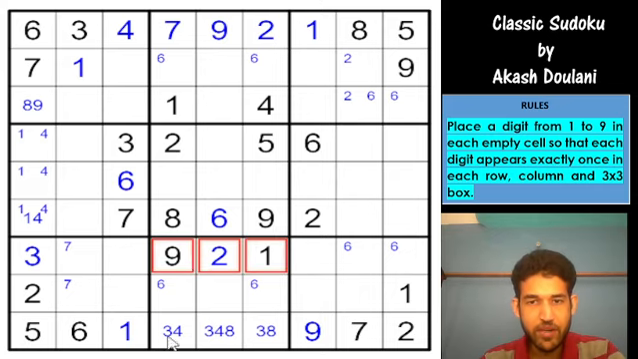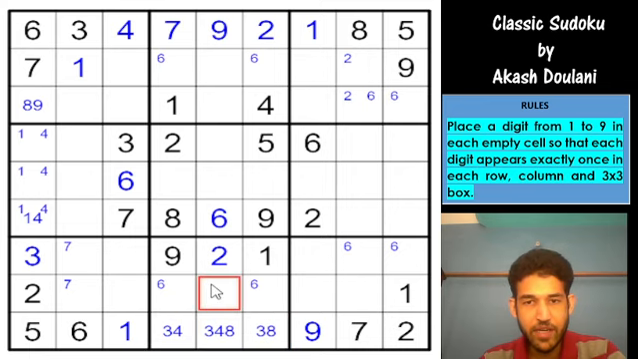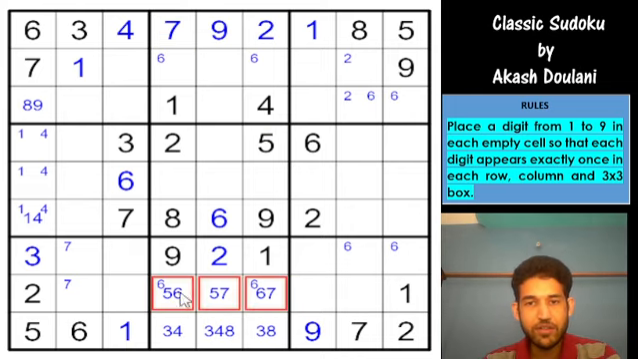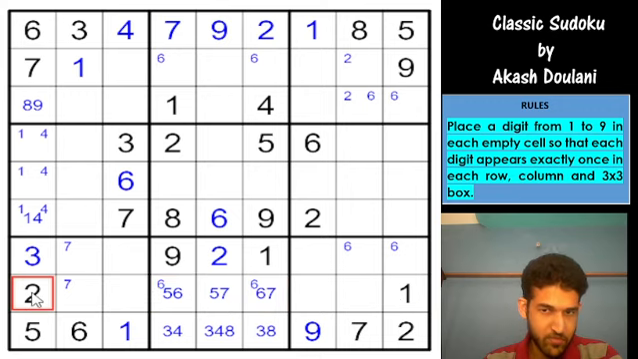So we have 1, 2, 9, 3, 4, 8. So remaining digits are 5, 6, 7. So this must be a 5, 7. This must be a 6, 7 because you have 5. This must be 5, 6 because of 7. So 5, 6, 7, 1 and 2.